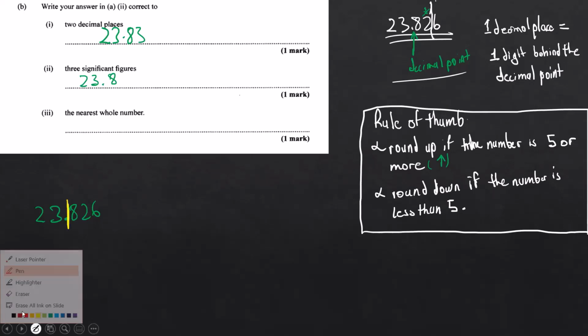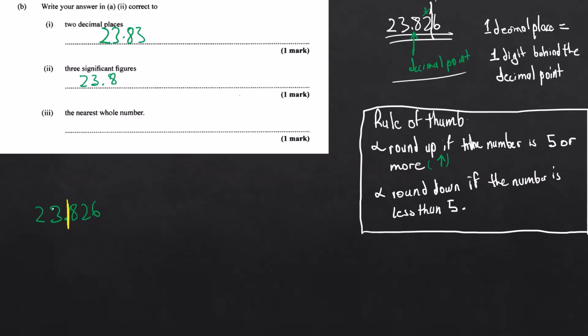So 23 is our whole number, but like I said, you always need to check what the next digit is to know if you have to round up or round down. The next digit is 8, which is more than 5, so we round up. Remember, you're rounding the last digit in 23 up, so instead of 23, it will be 24.